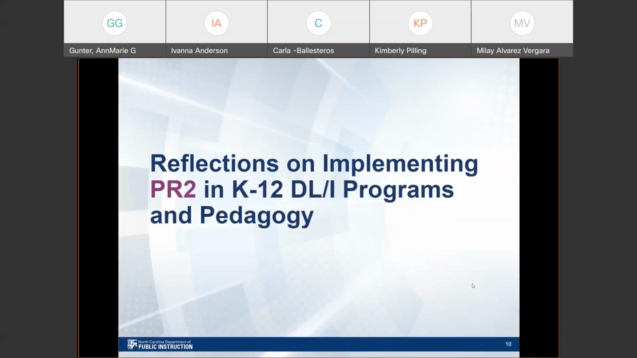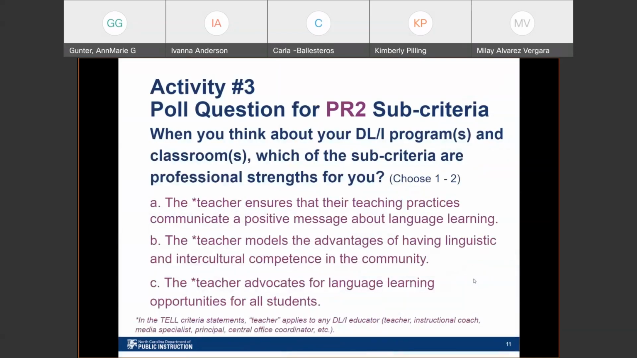So now that we know the subcriteria that goes with this particular focus, let's reflect on that a little bit and how we implement PR2 in our K-12 DLI programs and specifically in our pedagogy, whatever our pedagogy entails, whether it's classroom instruction with students or professional development work with others. So I'm going to ask you to do another poll question, and this one will take a little bit longer because it involves a little bit more.